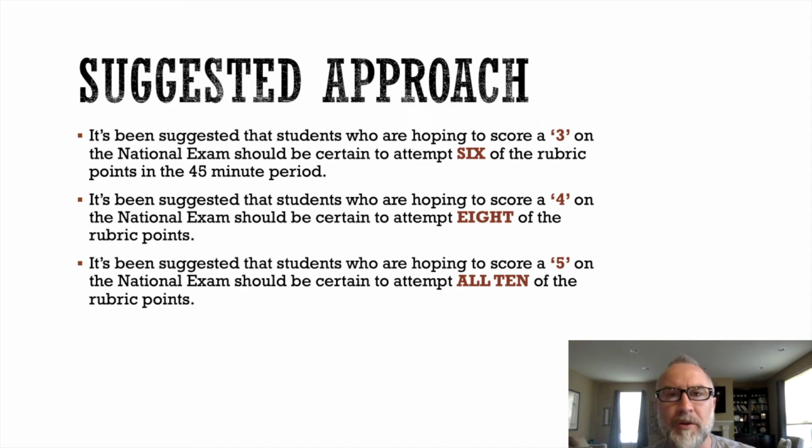Certainly with good reason. People are a little afraid that you're going to run out of time on this. So attempting 6 of the rubric points would be a good way to attempt to get a passing score of a 3. It's been suggested that students who want to score a 4 would attempt 8 of the points, and students who want to score a 5 should attempt all 10 points on the rubric. This is something you're going to have to practice within that 45-minute time frame.